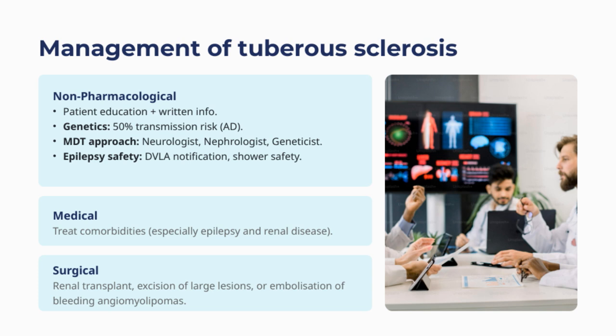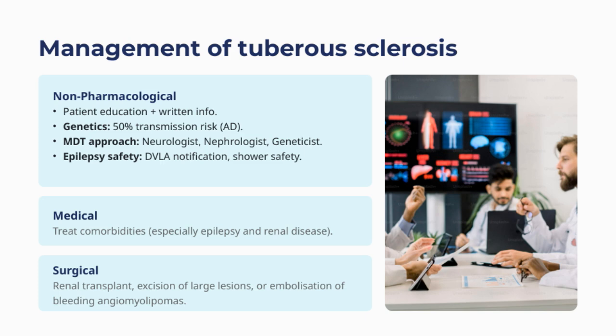Non-pharmacological approaches are just as important. Patient education plays a vital role, ensuring patients understand their condition and how to manage it day to day. Providing written information helps reinforce this knowledge and supports better adherence to management plans. Genetically, it's important to remember that tuberous sclerosis has a 50% transmission risk, as it is inherited in an autosomal dominant pattern. This means there's a significant chance that it can be passed down from parent to child, so family planning and genetic counseling are essential. To coordinate care effectively, a multidisciplinary team approach is best.